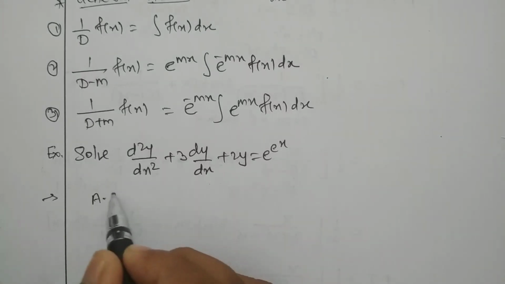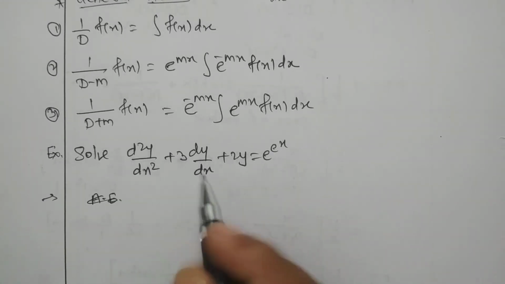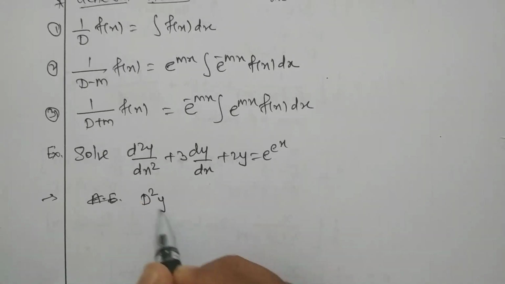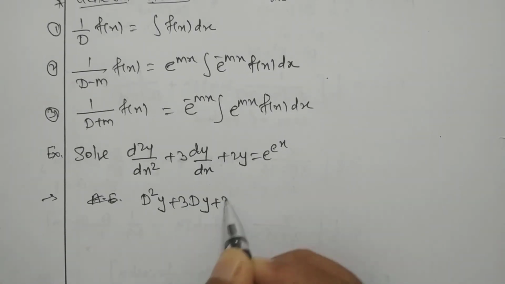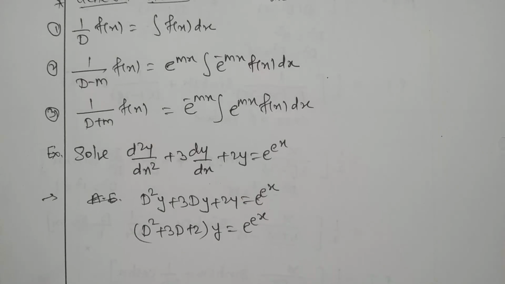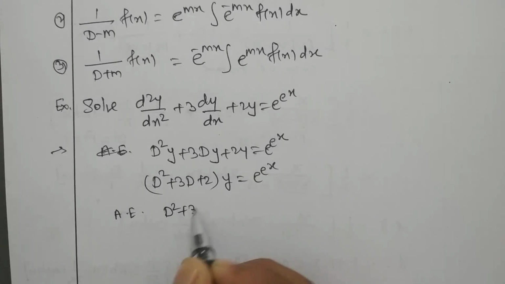So first we require to find CF. For that, first write down the given equation in the standard, simplified form. d square by dx square is capital D square into y, plus 3 times d by dx is capital D into y, plus 2y is equal to e raised to x. So that can be written as (D square plus 3D plus 2) into y is equal to e raised to x. Now what is the auxiliary equation? The auxiliary equation is D square plus 3D plus 2 equals 0.